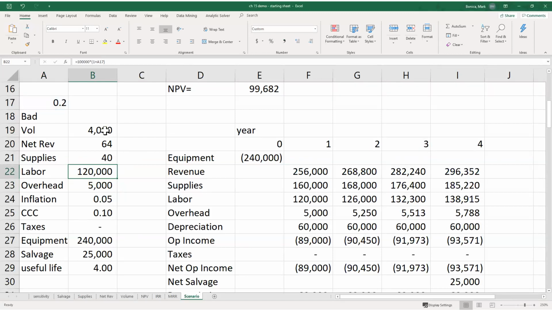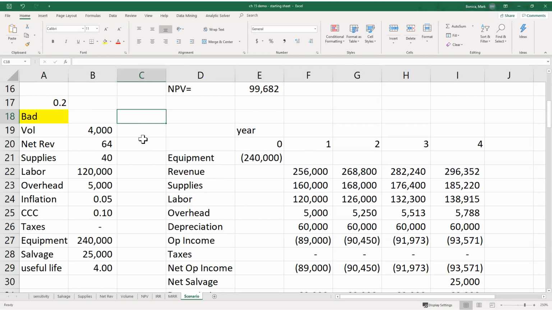So my volume is going to go down. In my worst case scenario, my volume is going to drop to 4,000. My reimbursement per visit is going to drop from 80 to 64. Supplies will stay the same. Labor is going to be 20% more expensive. And you can see, because I've got this set up in my model, it fed right through. So this is going to be our bad scenario.